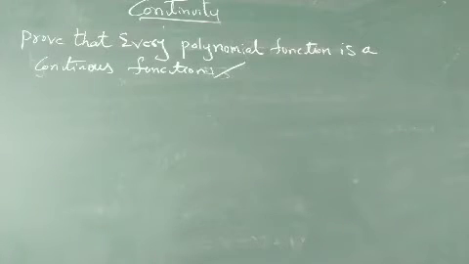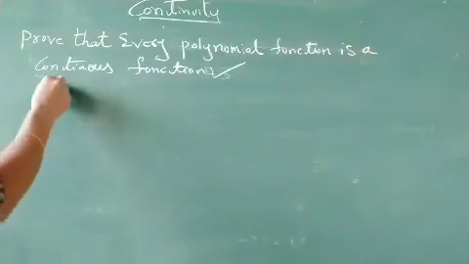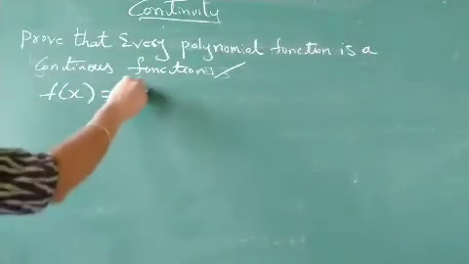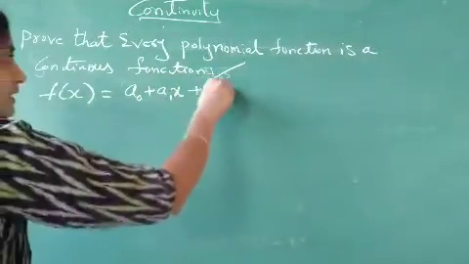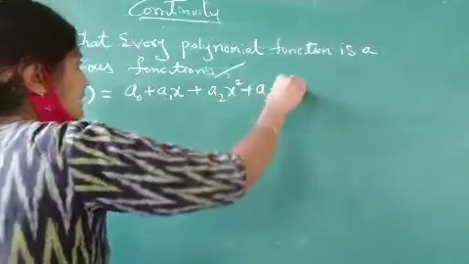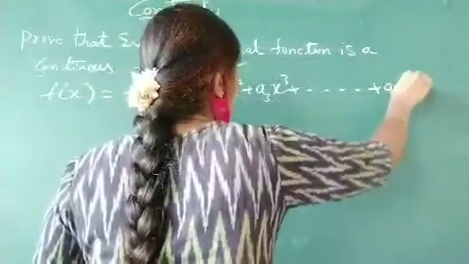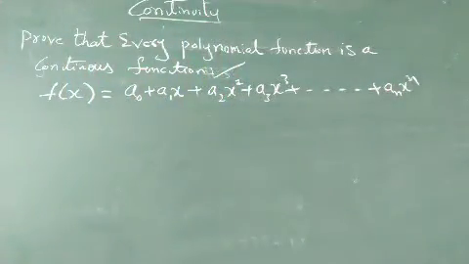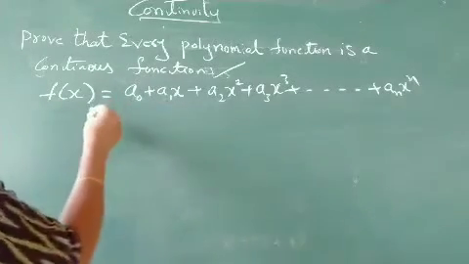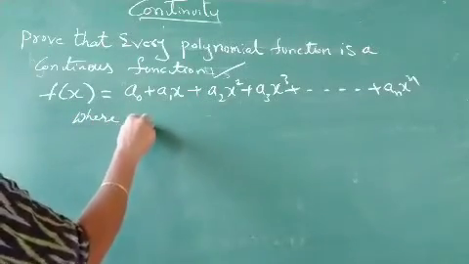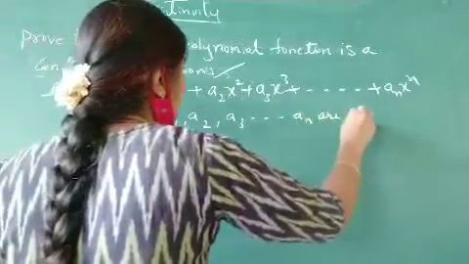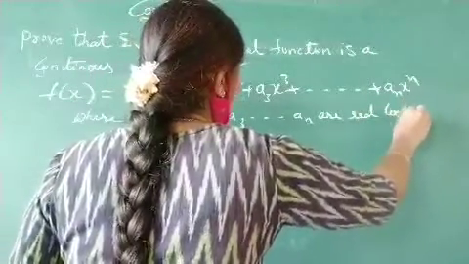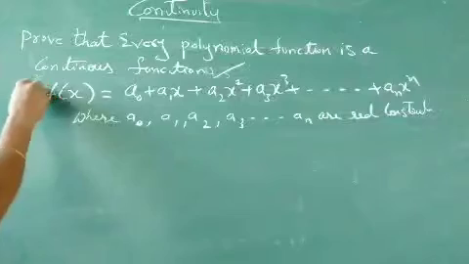Here we are proving how it is a continuous function. So you know the equation of the polynomial, isn't it? a0 plus a1 x plus a2 x square plus a3 x cube, and so on, plus an x raised to n, where a0, a1, a2, a3, and so on up to an are real constants. You have to write this yourself, they will not give it.